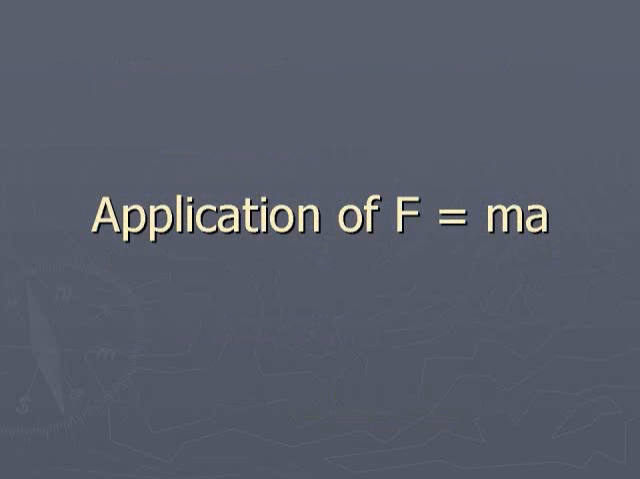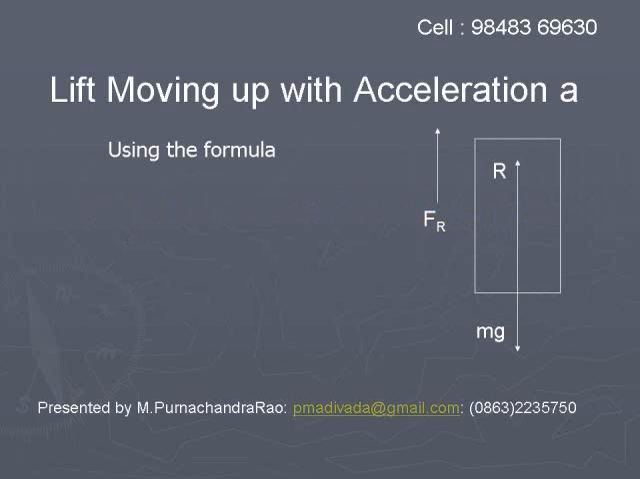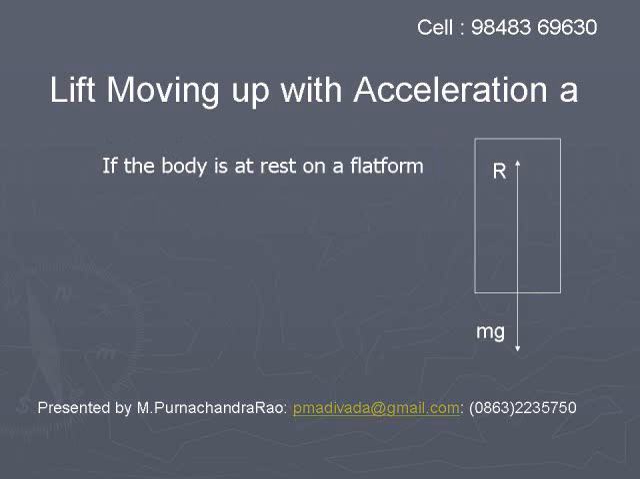We can derive the relations for normal reaction using the formula F is equal to ma. We know that ma is equal to the resultant force. If the body is at rest on a platform, then acceleration is 0. So Fr will be equal to mg, or R is equal to mg. R is the normal reaction, which is equal to mg.